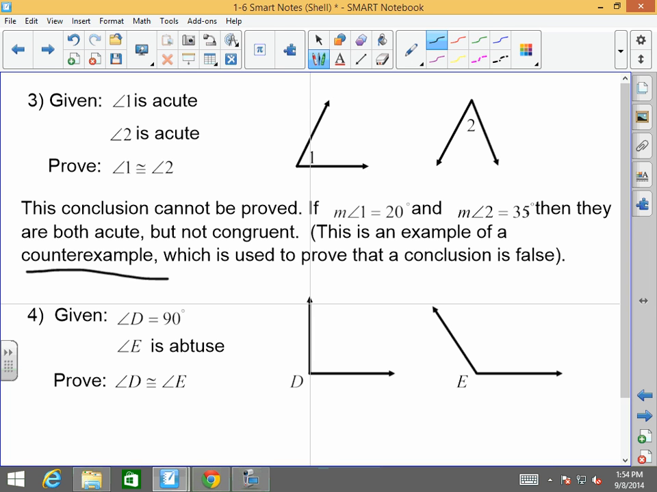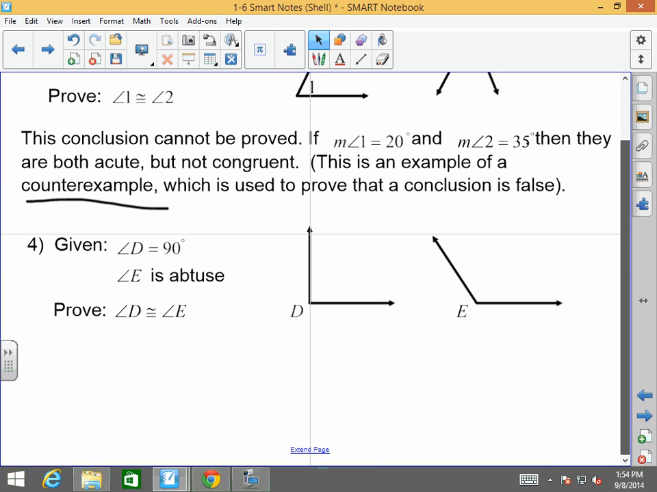Okay. How about, yes, sir? No, I wrote the parentheses. This is an example of a counterexample to teach you guys what a counterexample would be. Whenever you use an example to prove something false or not provable, that is called a counterexample. Great question.